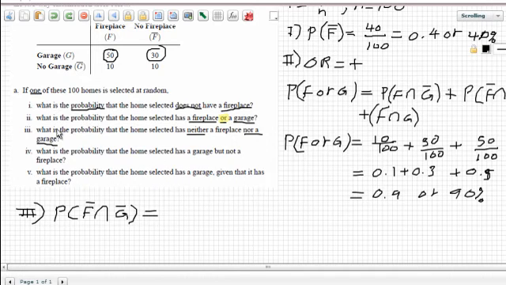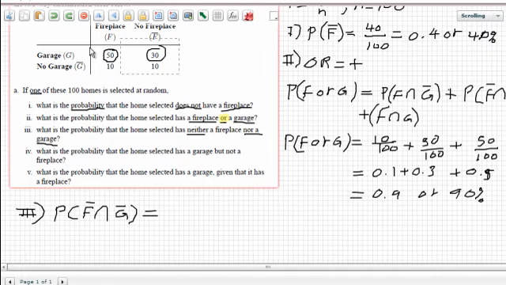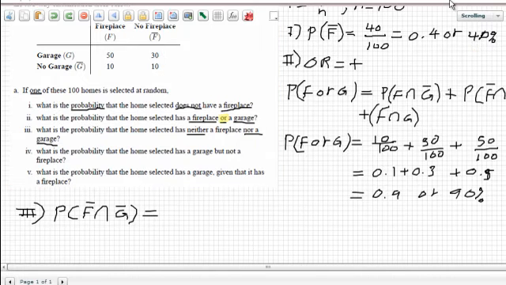Okay, so that question wants the intersection of two events. The first one is that the home does not have a fireplace and it does not have a garage. So two things have to occur over here. Well, if we go back to our table over here, let me just delete these circles. Where's the no fireplace? It's that column. Where's the no garage? It's that. So it must be that 10 over here. So this is the 10 that we're after.